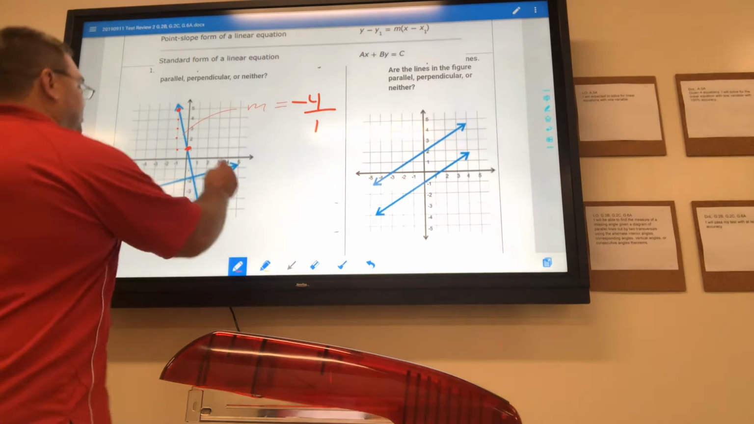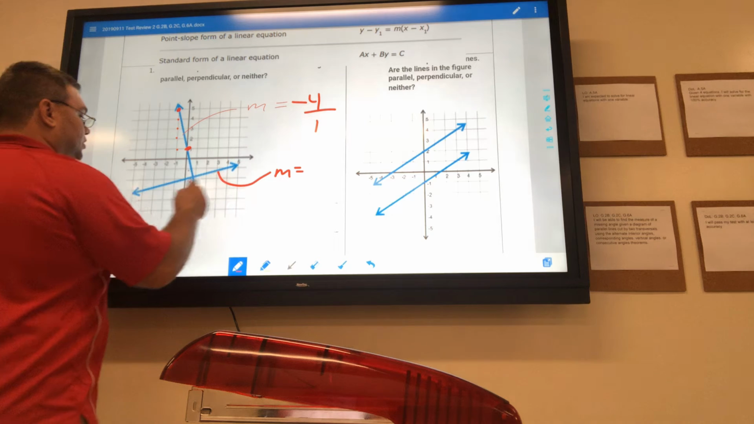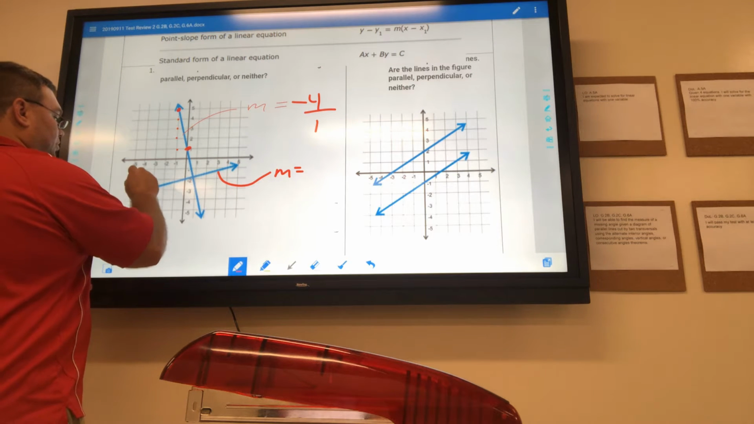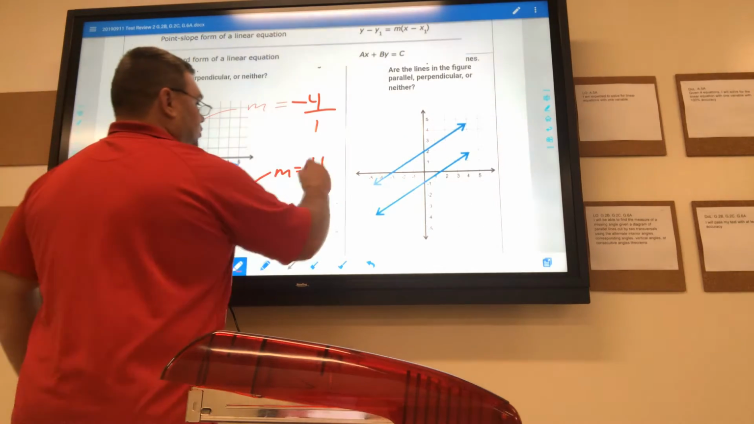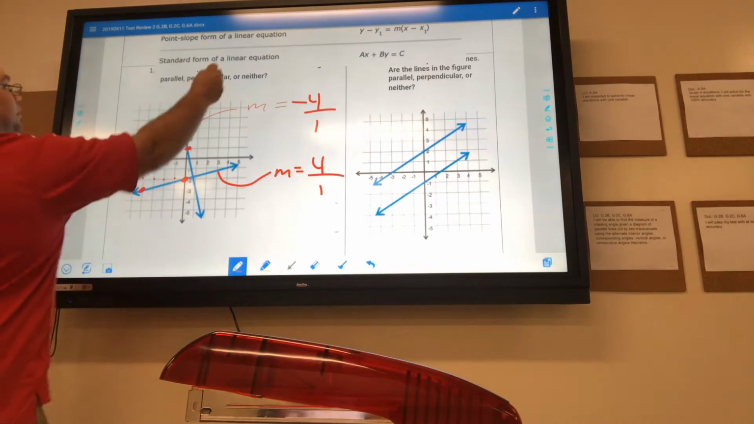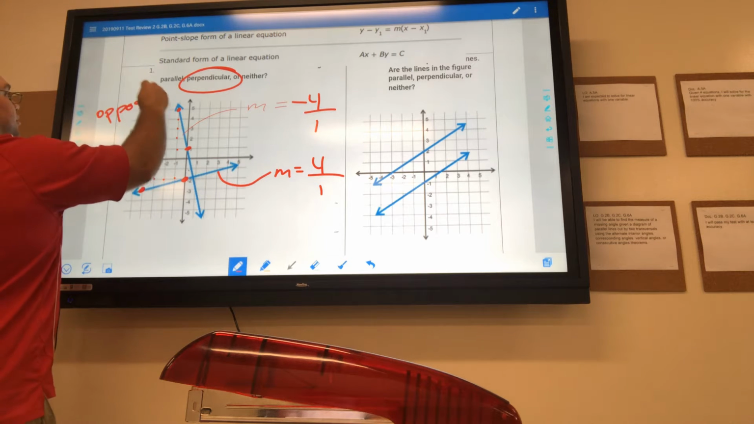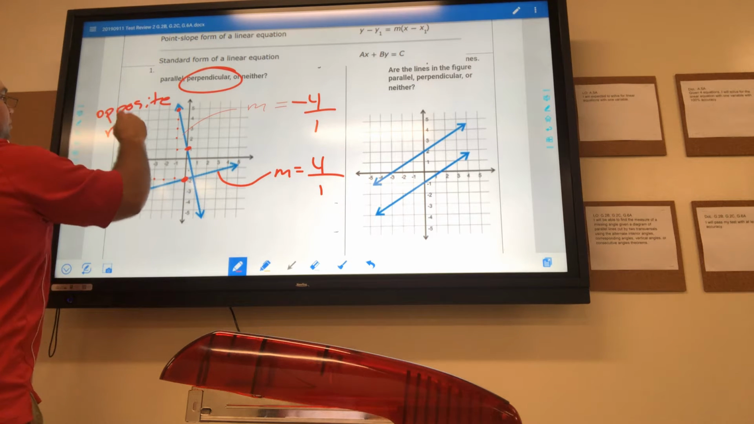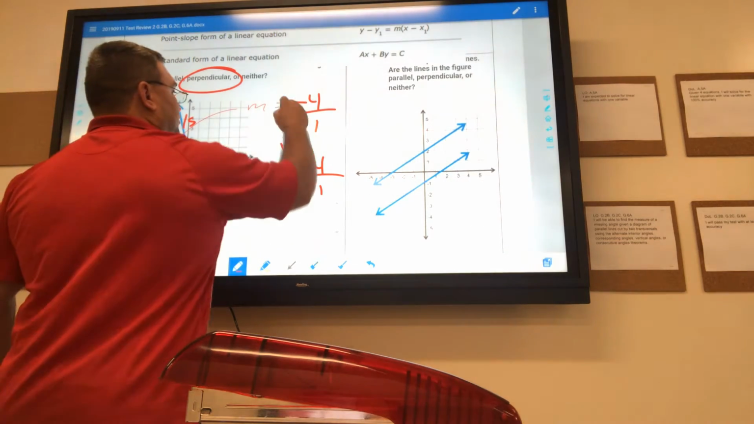The slope of this one, m equals, I'm going to start at this point and go up 1, 2, 3, 4 over 1. That gives me 4 over 1. These are perpendicular because of opposite reciprocals. So that's for those two.